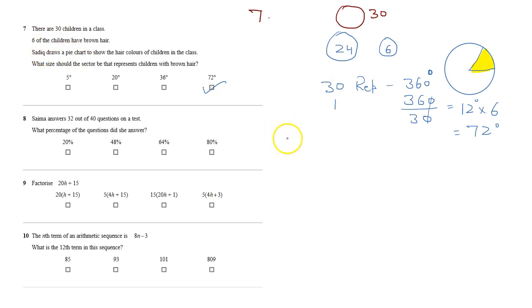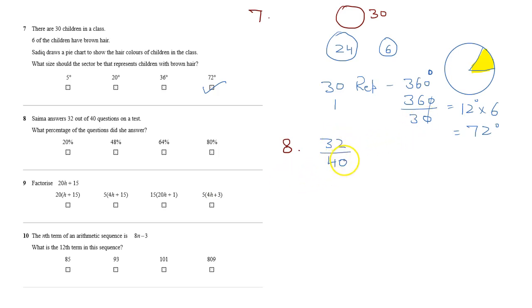Question number 8. Saima answers 32 out of 40. What percentage of the questions did she answer? So 32 out of 40. So what will be the percentage? What is the easiest way?